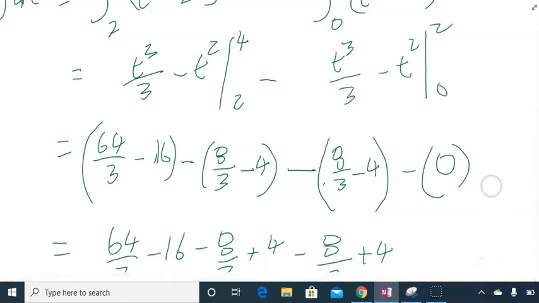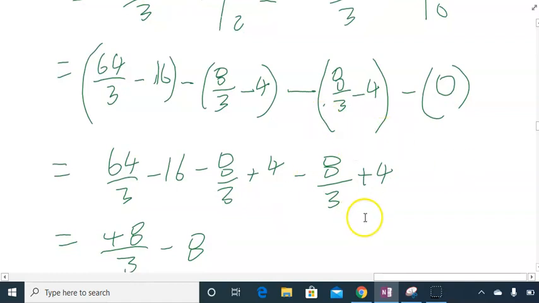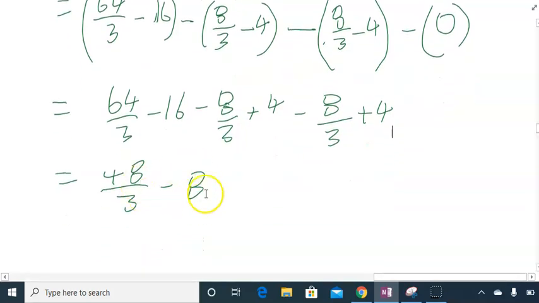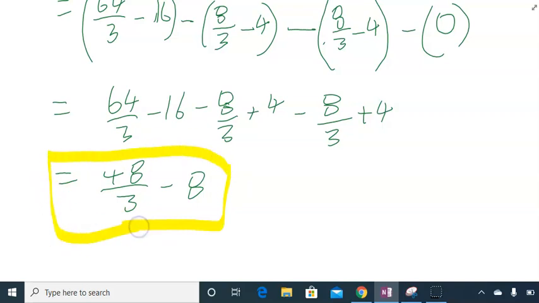So we can now distribute all our negative signs through. 64 over 3 minus 16 minus 8 over 3. It's 8 over 3 plus 4, minus 8 over 3 again, plus another 4, and after you've done all that, you get that to be equal to 48 over 3 minus 8. We can say that that is our final answer. So that is our total distance traveled.